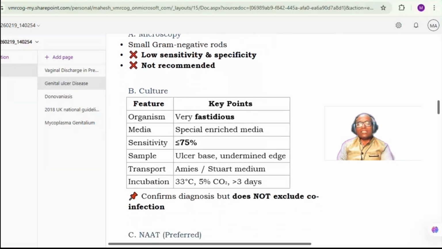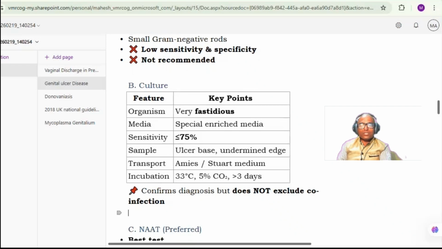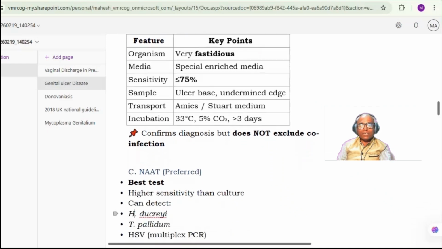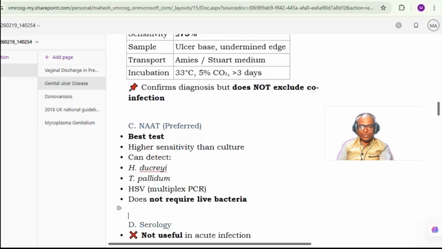Okay, the organism is very fastidious. It requires a special enriched media. Sensitivity is less than 75%. The sample is to be taken from the ulcer base, which has an undermined edge. Transport is required in Amies or Stuart medium, with incubation at a particular temperature. Culture confirms the diagnosis but does not exclude co-infection. So this will confirm the diagnosis but does not exclude other co-infections.